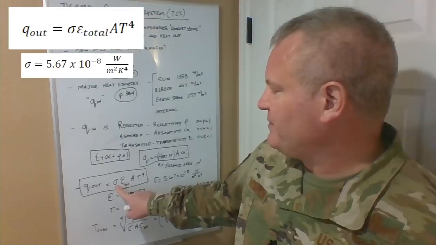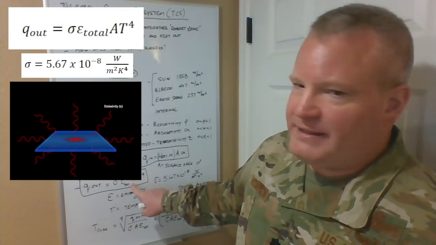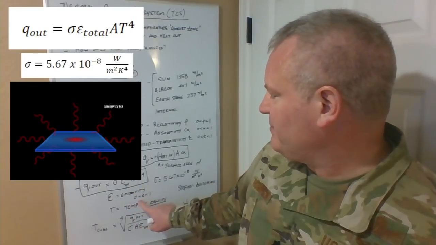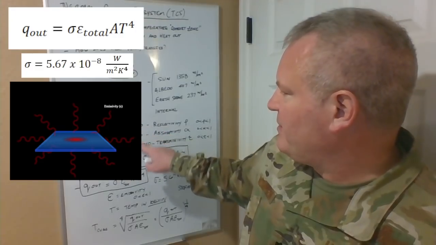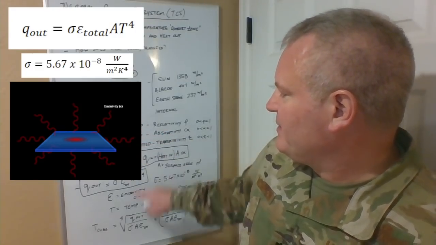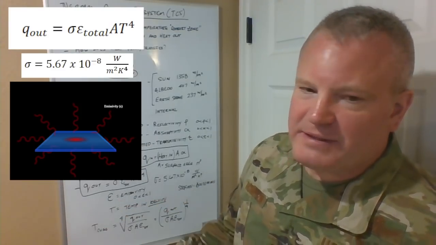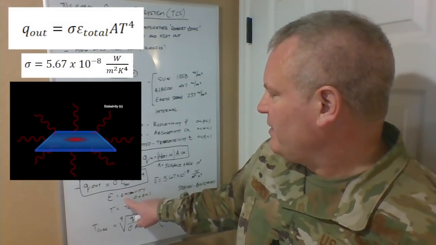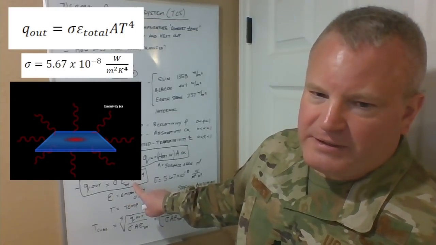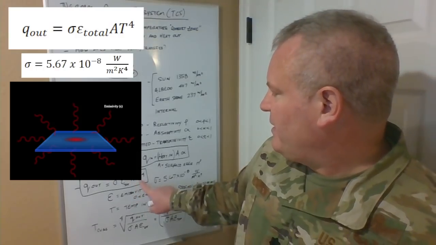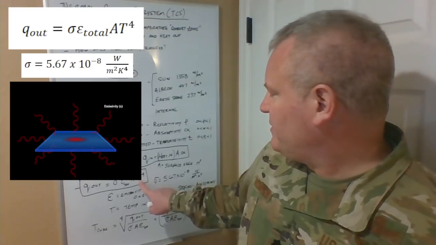So heat out is equal to that constant, the Stefan-Boltzmann constant, times the total emissivity. And emissivity is just a factor between 0 and 1. Just similar to these heat in properties, the emissivity tells us how much of that heat is leaving, or how easily it is leaving a certain object. So it's just a factor between 0 and 1. And then there again is our total surface area. And here's our temperature to the fourth power, and that's in Kelvin. So temperature in Kelvin.